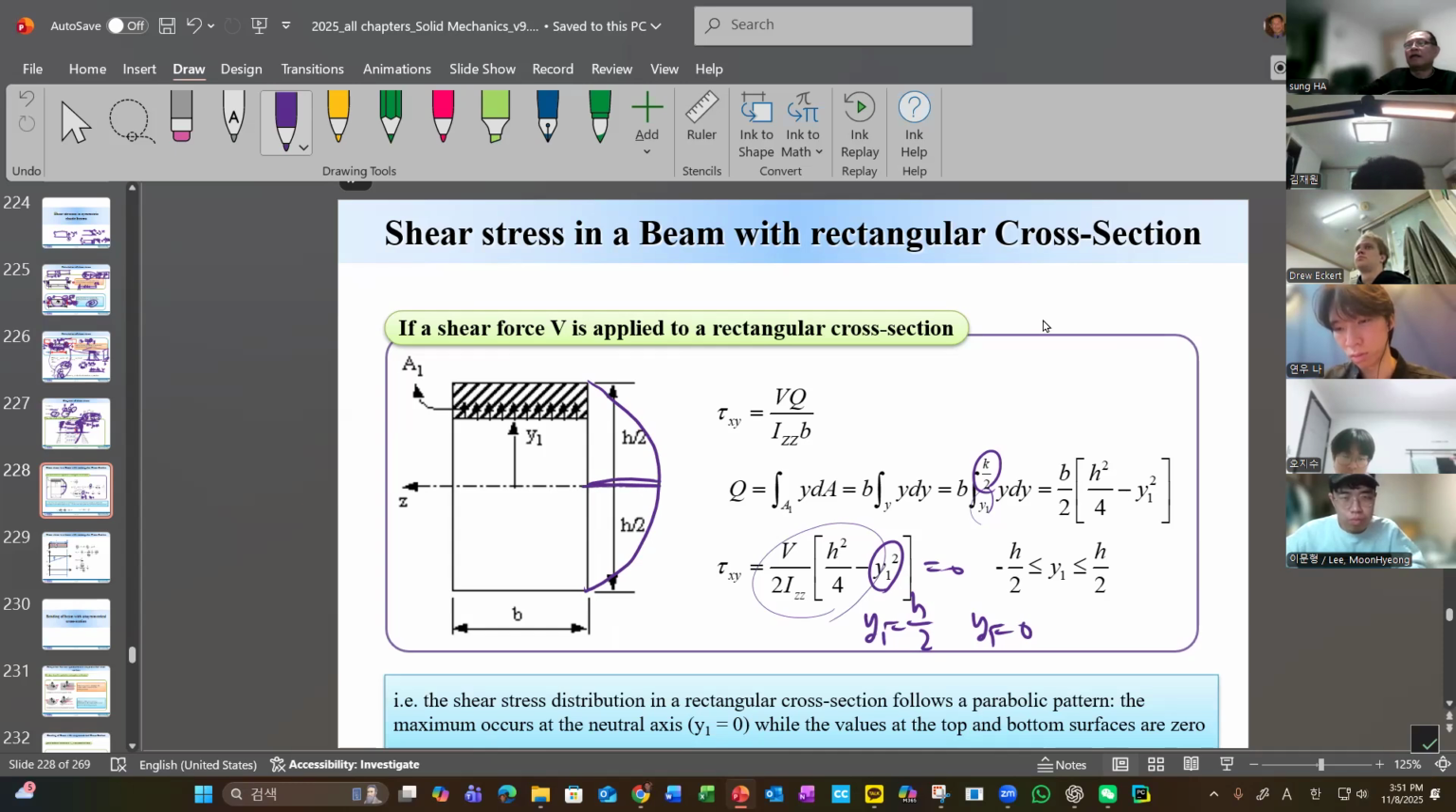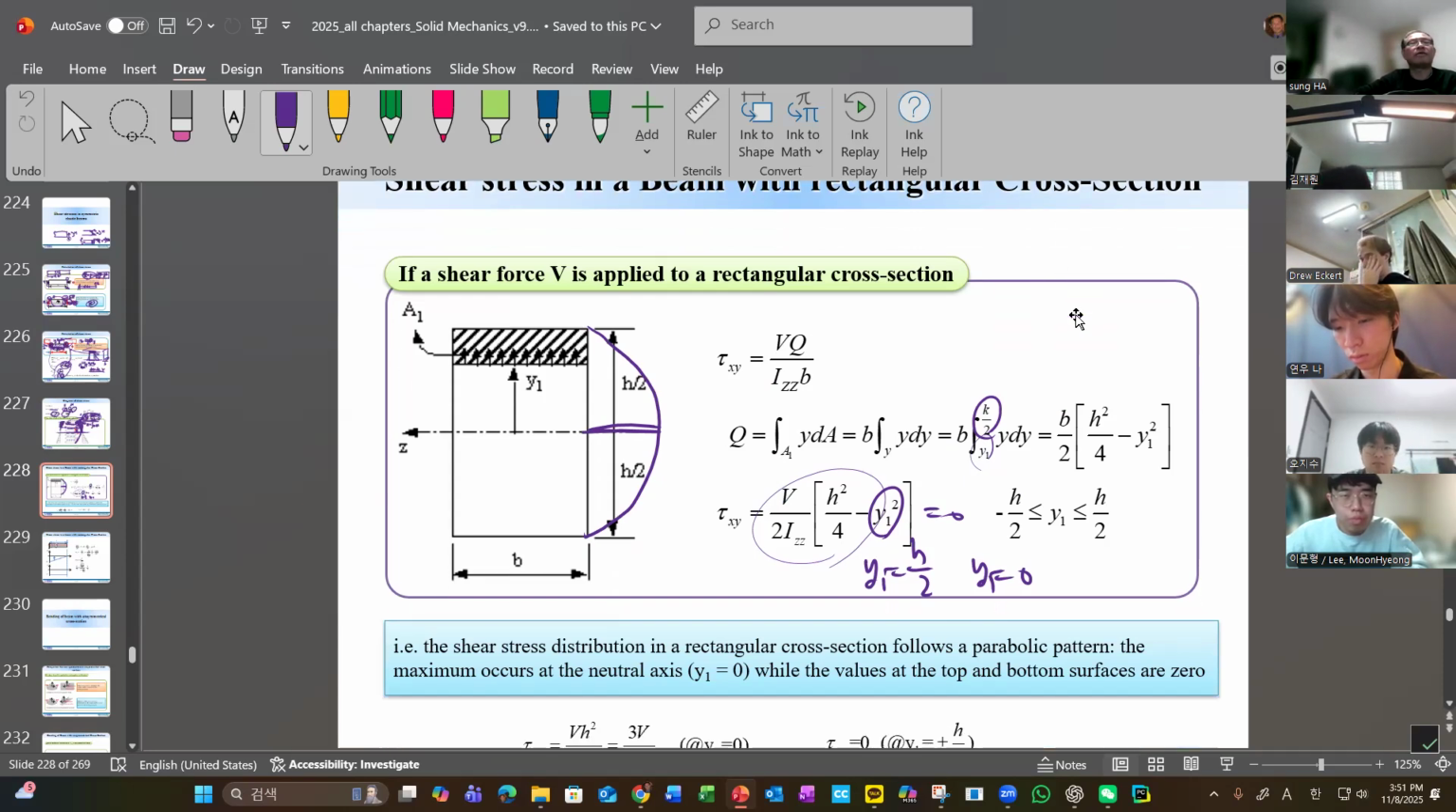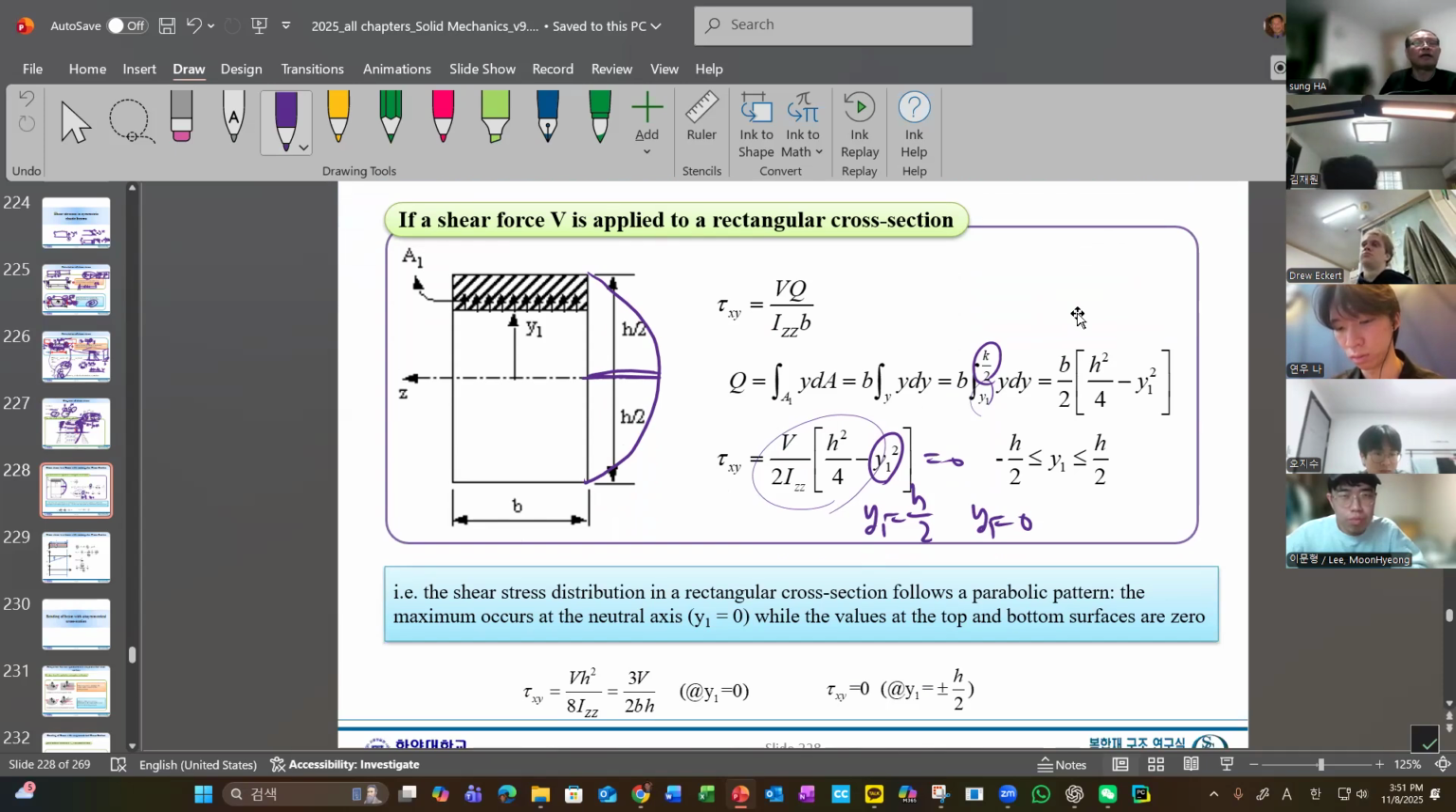Okay, well, you guys don't need to remember any equation, but do remember, do understand the physical meaning: why the maximum is at the center and how this shear stress is distributed. We can calculate it from this equilibrium. Okay, here, at the maximum, we have this, where y equals 0, the neutral axis. And then plus or minus top and bottom, we have 0. You need to remember, this is parabolic.